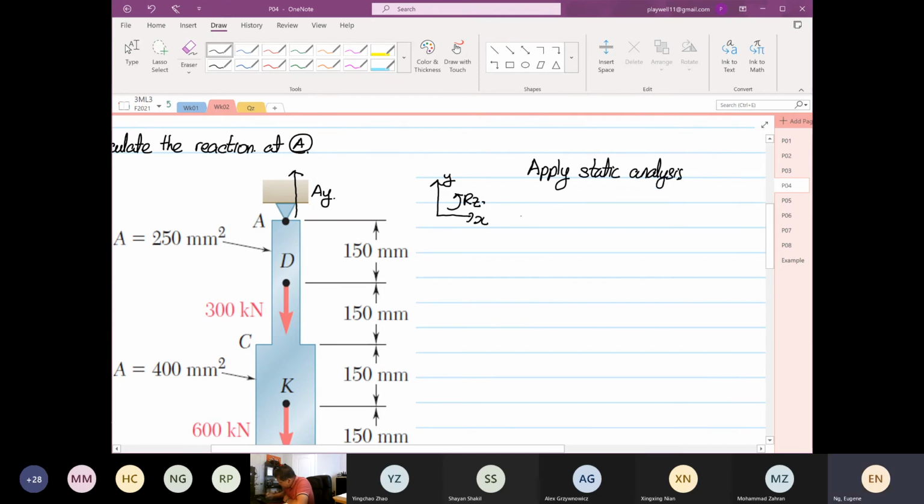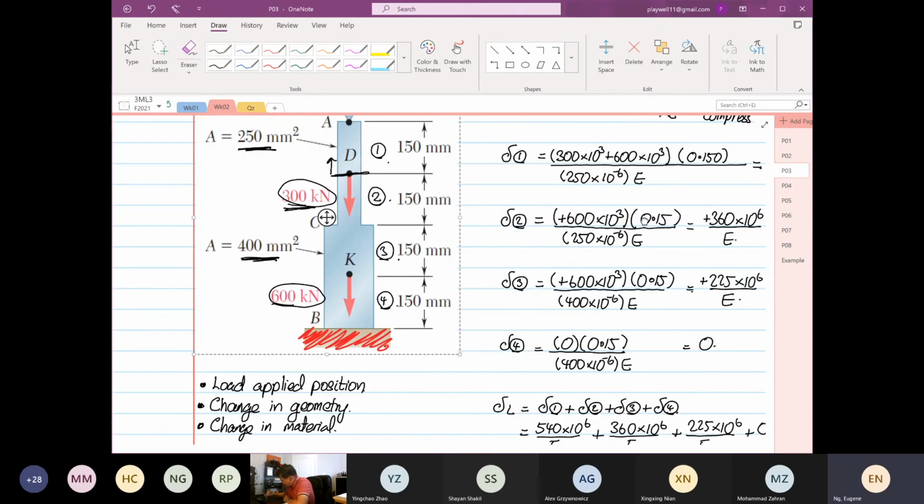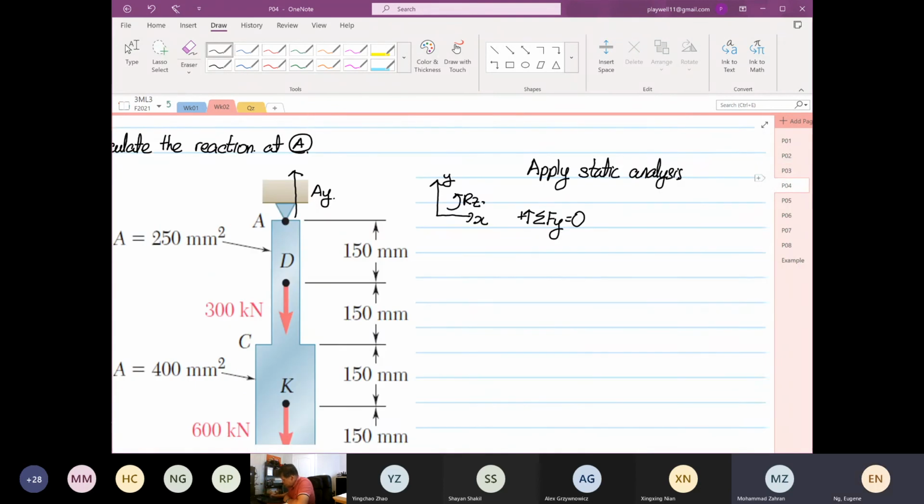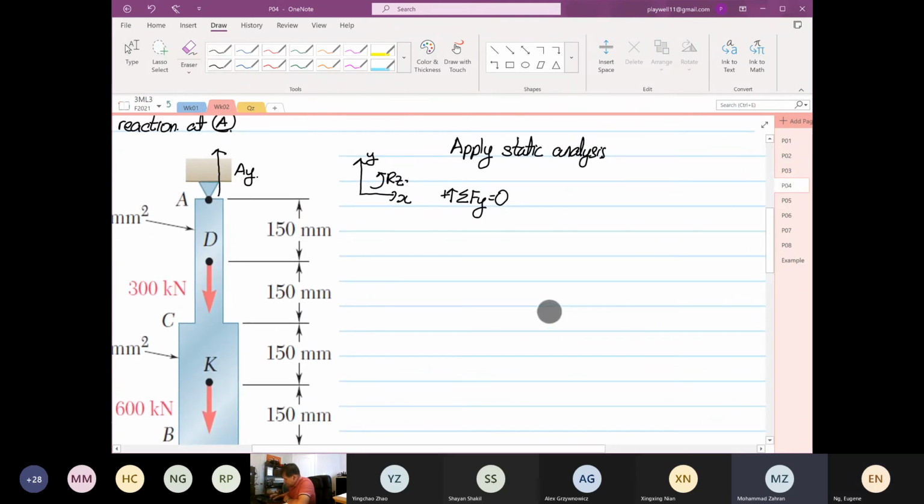Right, static analysis means anything that's going up is going to be positive in the Y direction. When we were doing deflection before, our analysis is tensile is positive, compression is negative. Sorry, sir, this is probably a dumb question, but why did we assume AY is going upwards? If I'm using hangman theory, it should be going downwards.